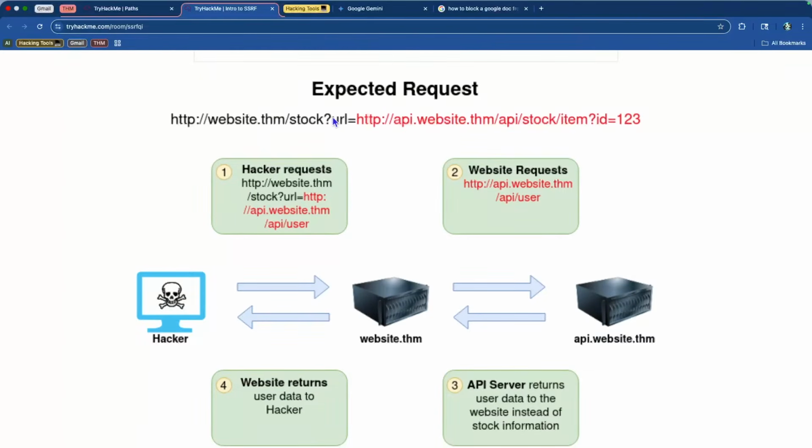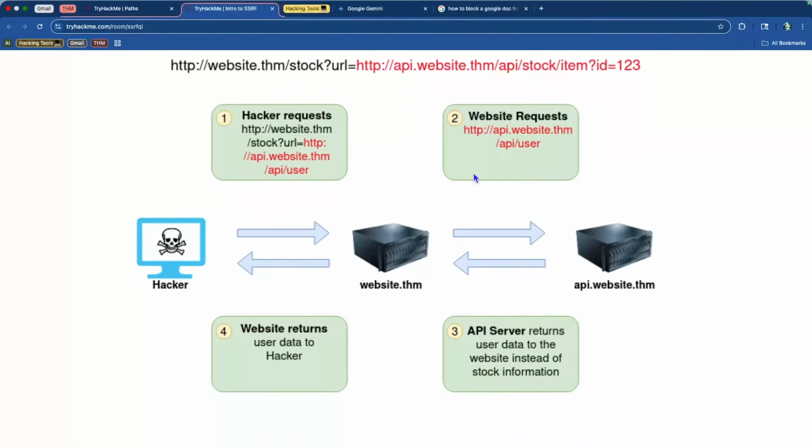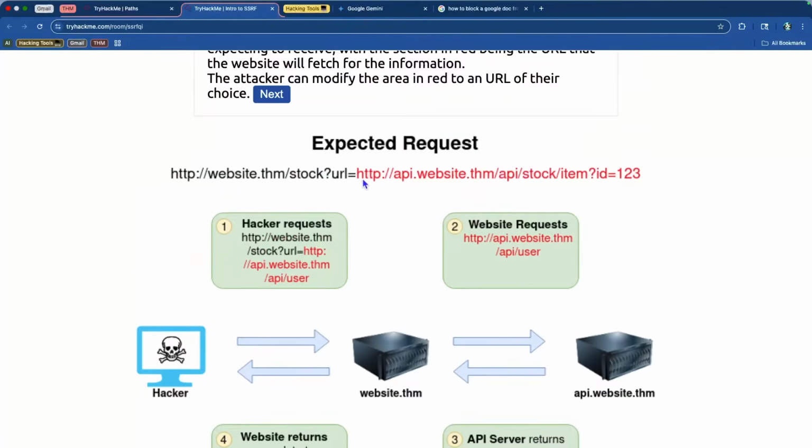So stock, and then everything after the question mark would end up being the parameter that we're requesting. The URL would in this case be the parameter, and it would have a value. And this area in red is where the legitimate returned item would come from, the API of the website.thm server, and it would pull stock item ID number 123 for you. But this is also the thing that we can potentially manipulate, everything after this initial parameter, because there's also another question mark here that gives a second parameter, the ID number equaling 123.